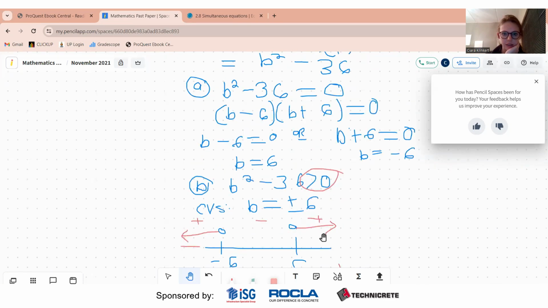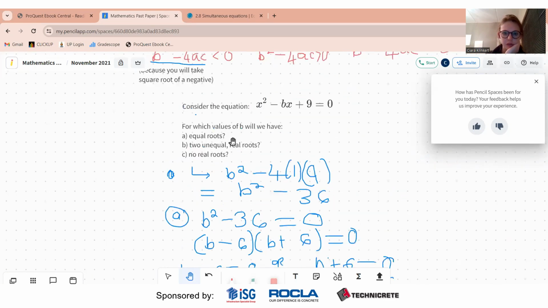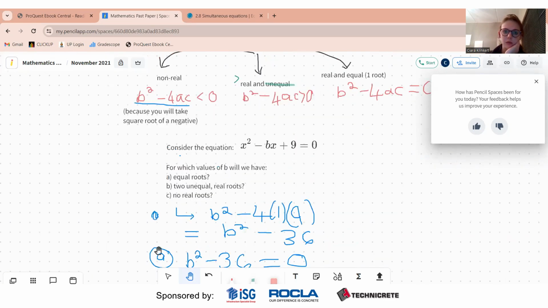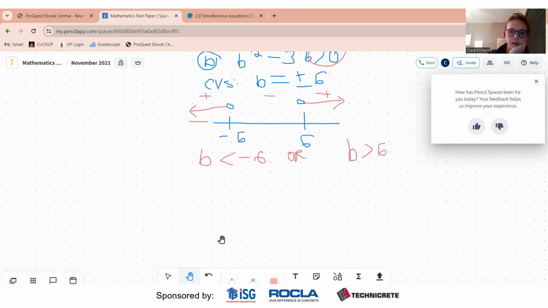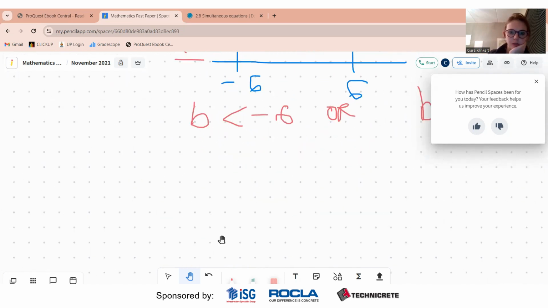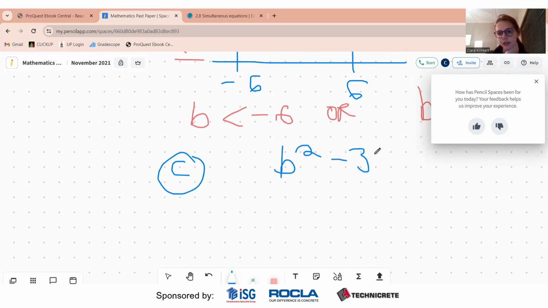Okay, the final case is if we have no real roots, and that is when b squared minus 4ac is less than 0. Okay, we've done all the groundwork. It will also be an inequality. So our b squared minus 4ac in this case is b squared minus 36. And it needs to be less than 0.